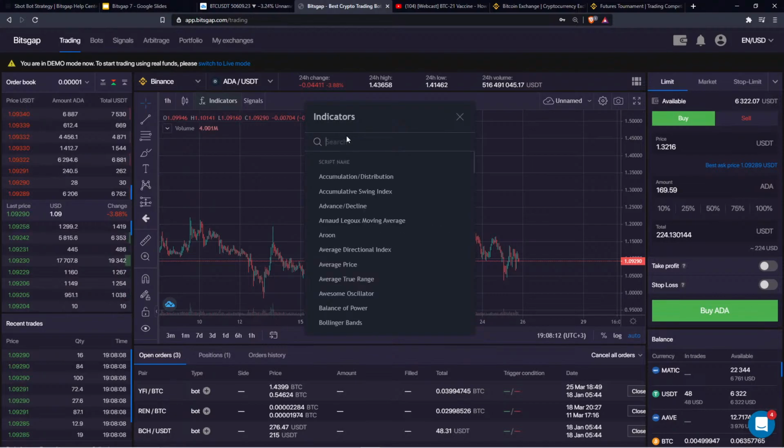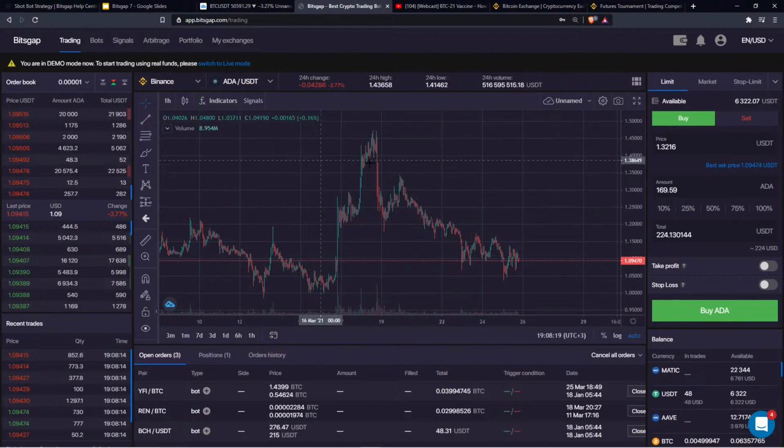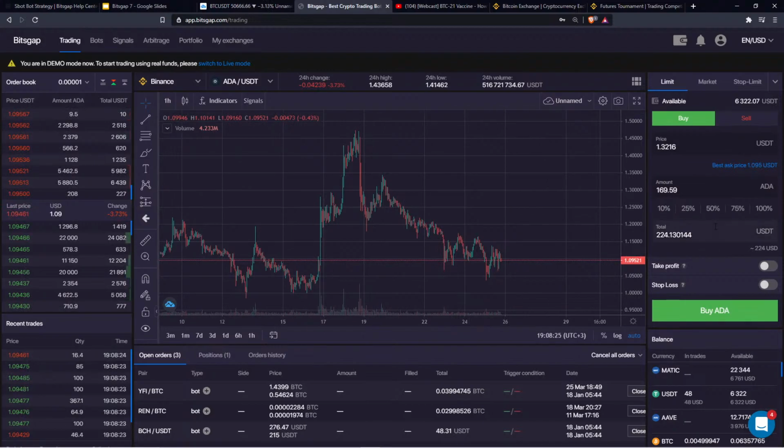RSI, if you are trading based on the overbought and oversold indicators, then you have it here. So you don't have to go to TradingView. You can conduct your technical analysis right here. And as you jump into the trade, here is your layout where you have, as I say, a decision-making board.